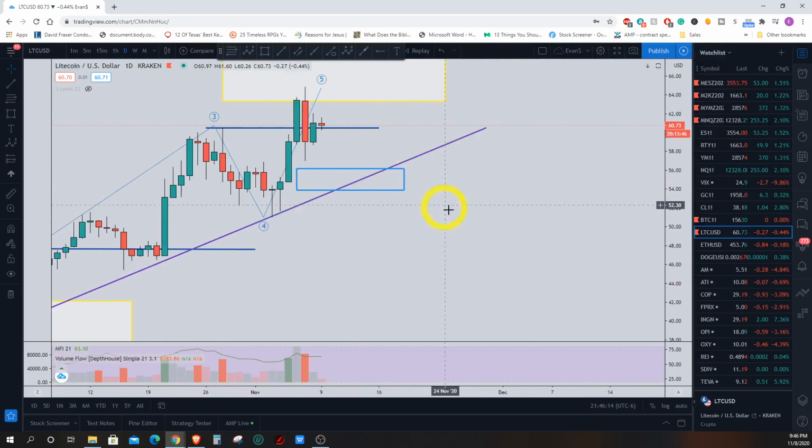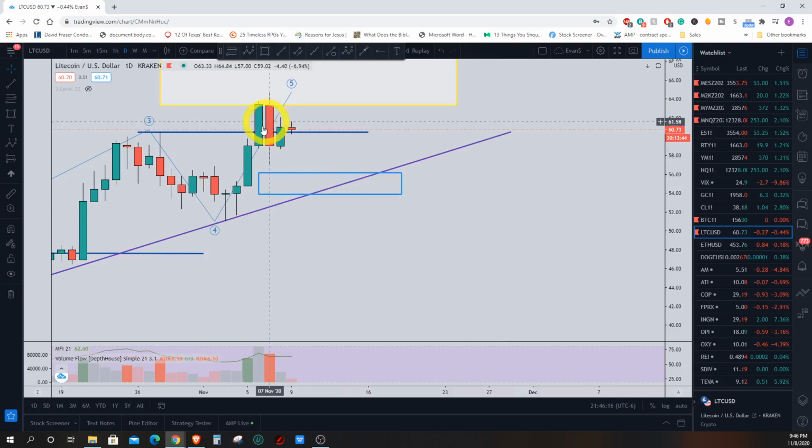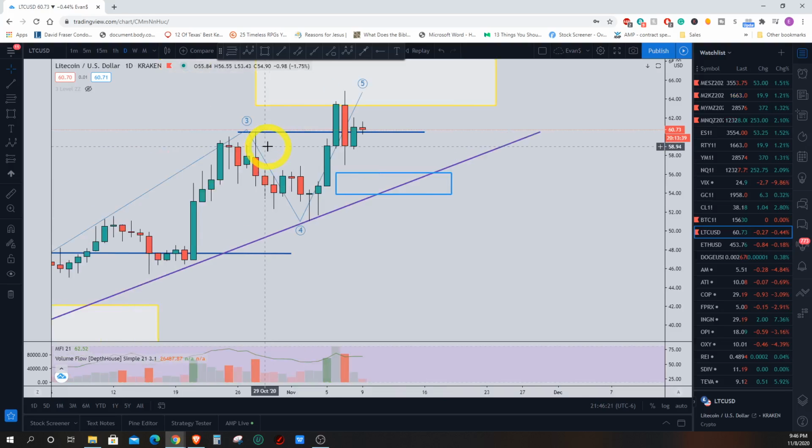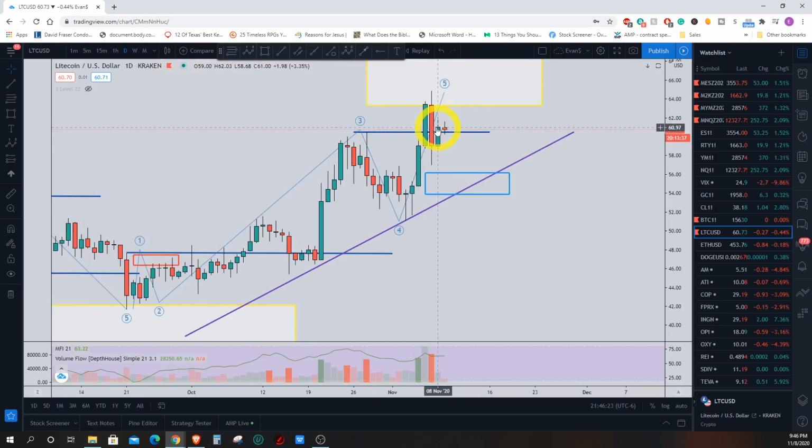So we have had that short entry. See the high right there, broke lower down right here, and got us in there for it. So this is a short setup and a live short setup.